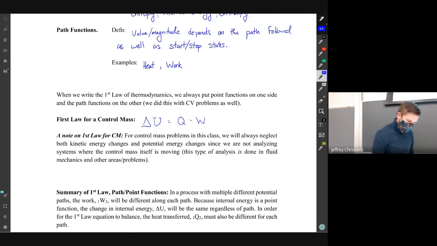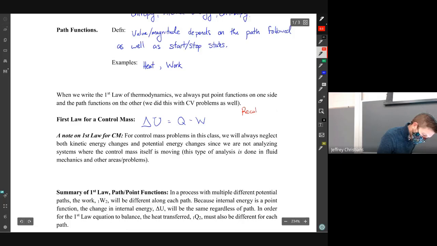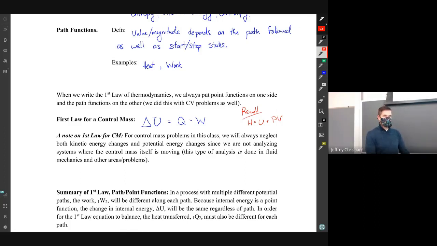So remember, for an H, H was equal to U plus PV. Does anybody remember physically what those two terms are? What physically is U? It's internal energy. What is internal energy? What does that mean? It's the heat energy of stuff.